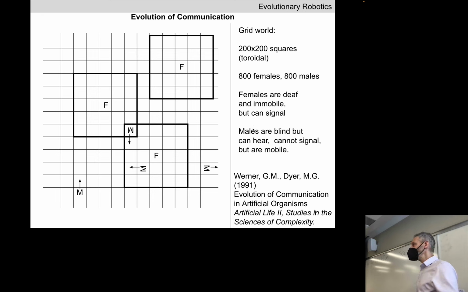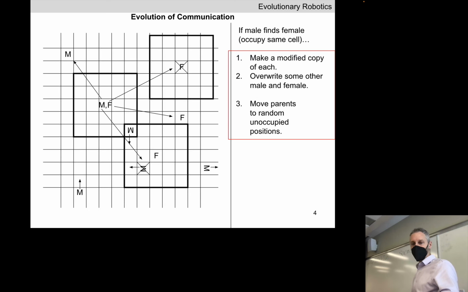Males are on the move. They're blind. They cannot see other males or females. They cannot signal themselves, but they can hear. They can hear signals. Now, what they do when they hear a particular signal, and what signal a particular female emits under what conditions, that's up to the evolutionary process in this experiment. Yeah? Okay.